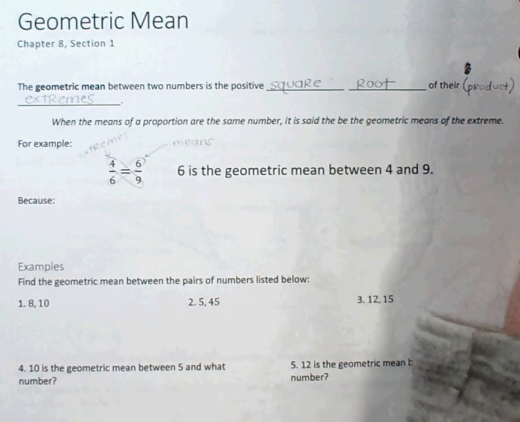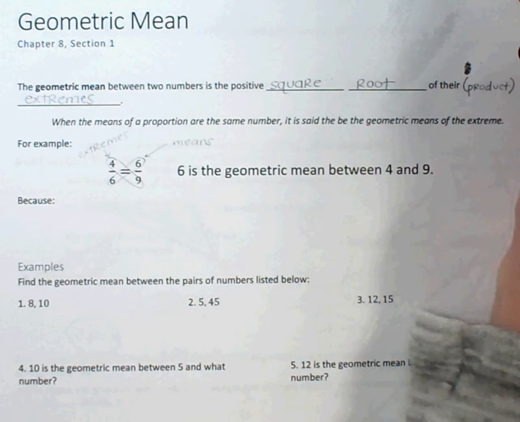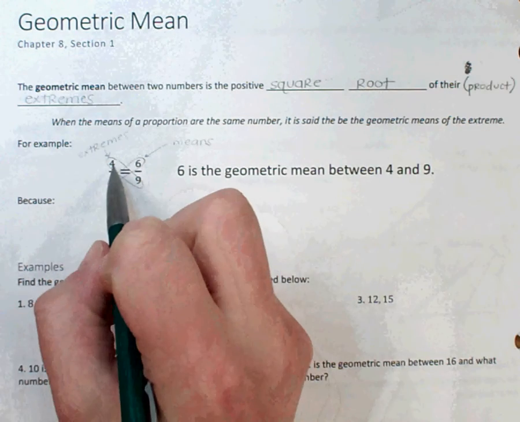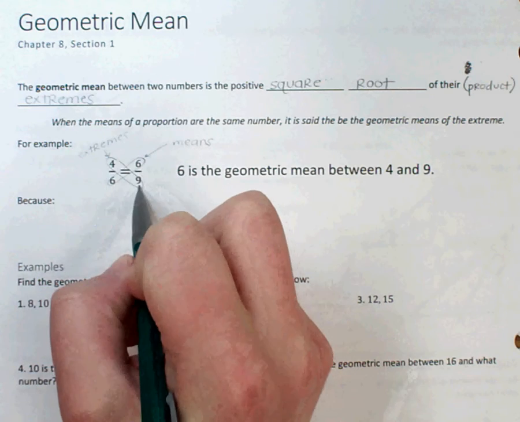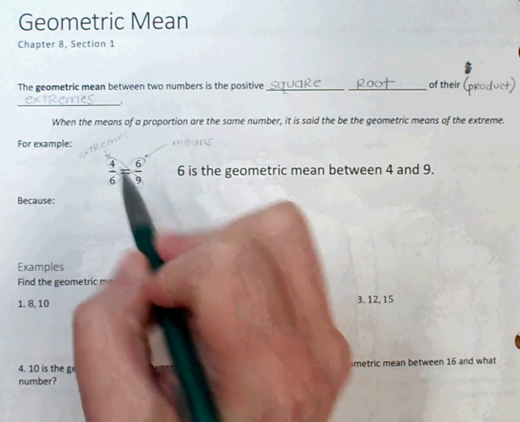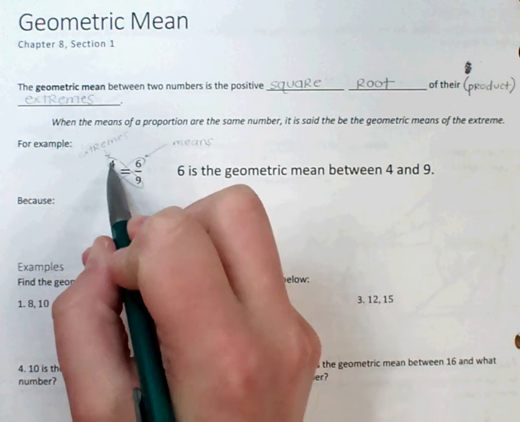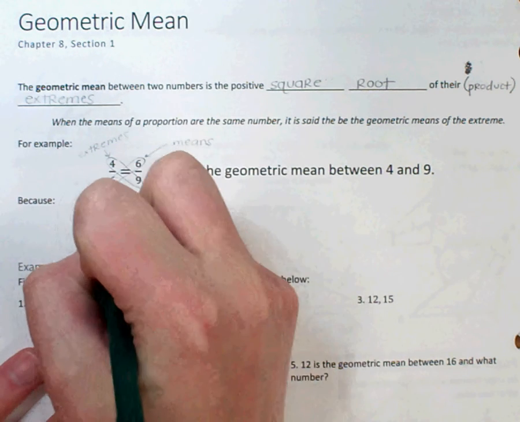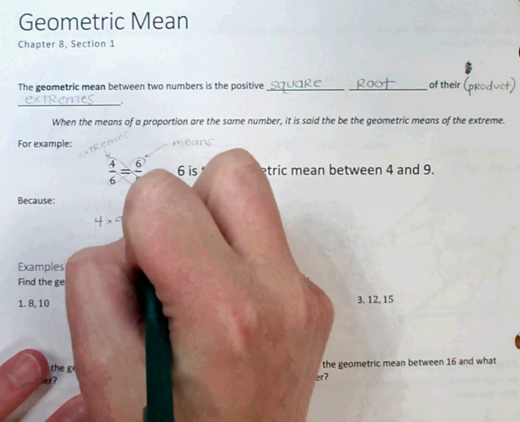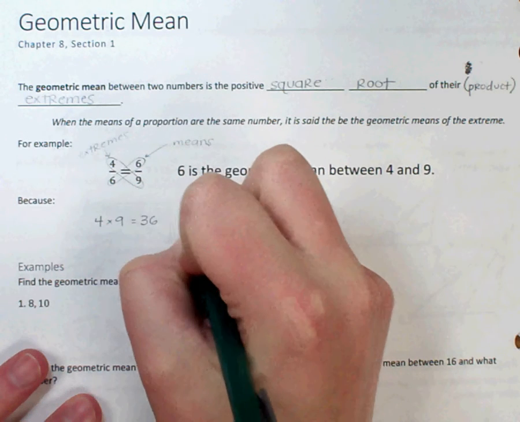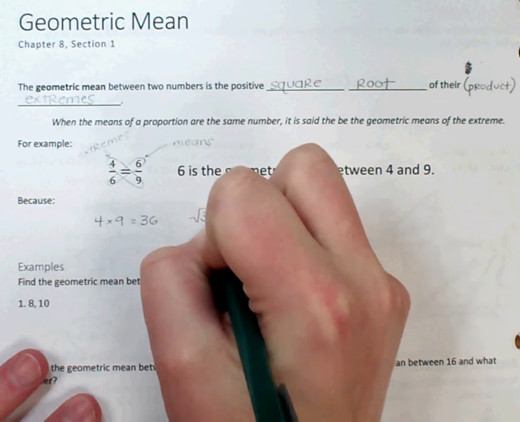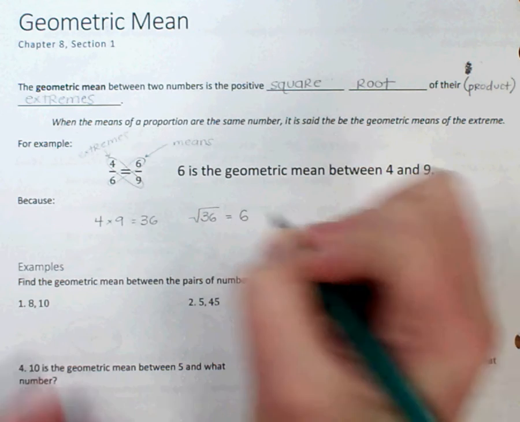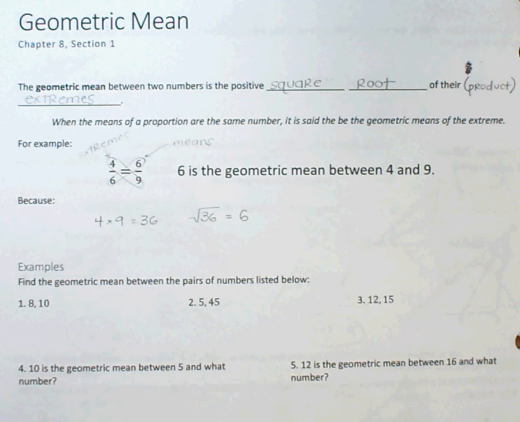Okay, so a good example here. 4/6 equals 6/9. This proportion is true. Okay, our cross products are equal, but if we find the cross product of our extremes, 4 times 9 is 36, and the positive square root of 36 is 6. Okay, so we say that 6 is the geometric mean between 4 and 9.